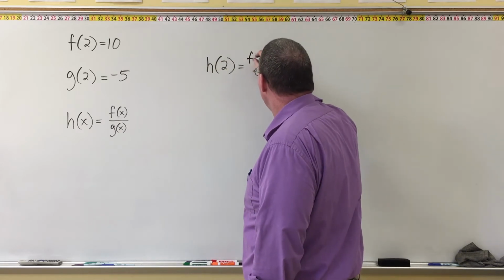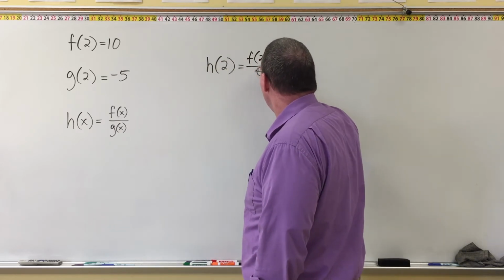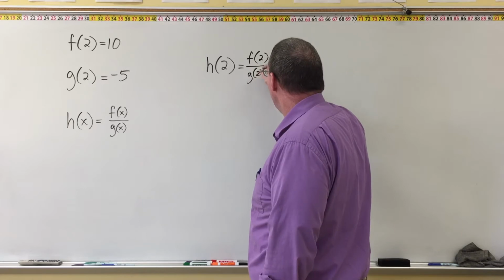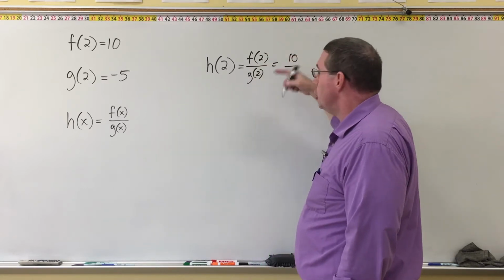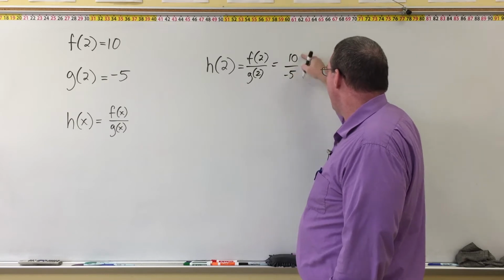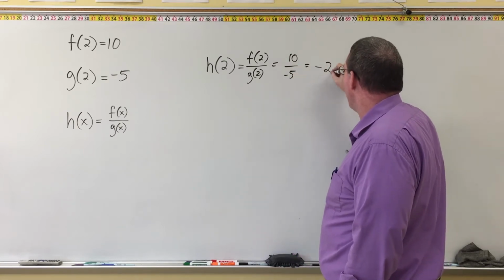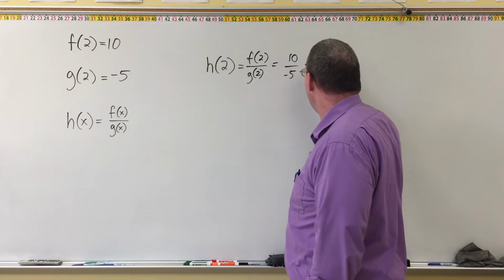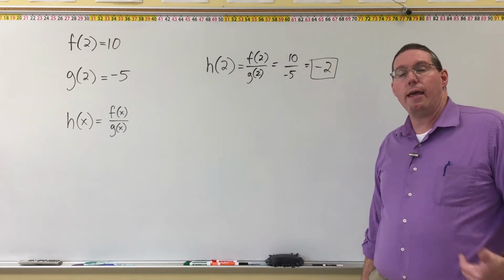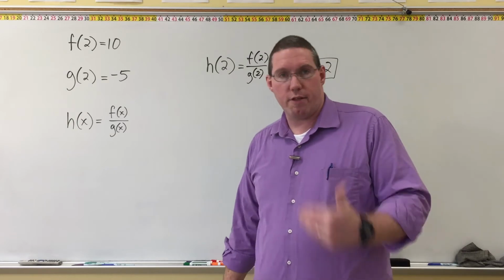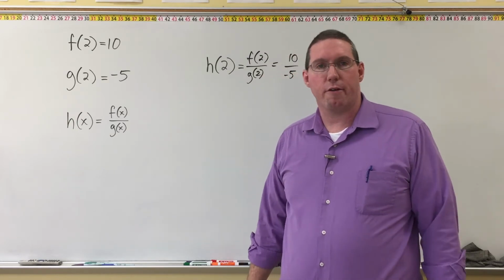And what we come up with is that this is going to be f of 2 divided by g of 2, which we were given. F of 2 is 10, g of 2 is -5, and 10 divided by -5 is -2. Therefore, h of 2, the answer, is -2. This is a numerical example. Okay, let's try another example.